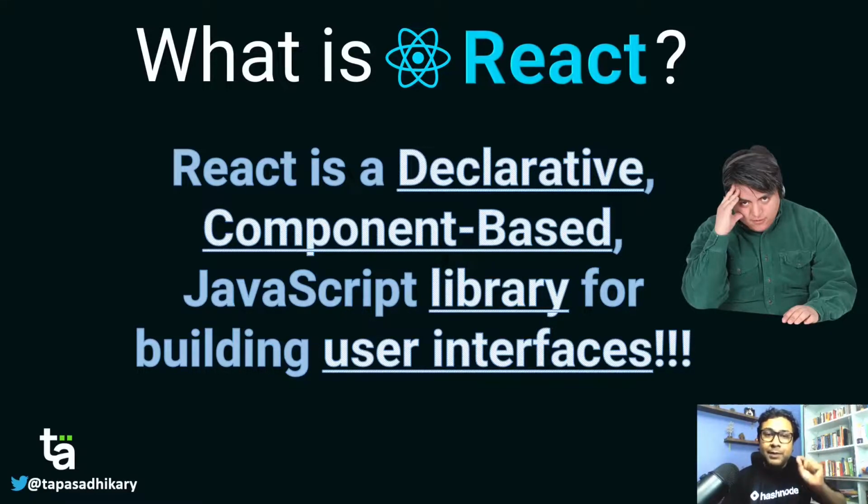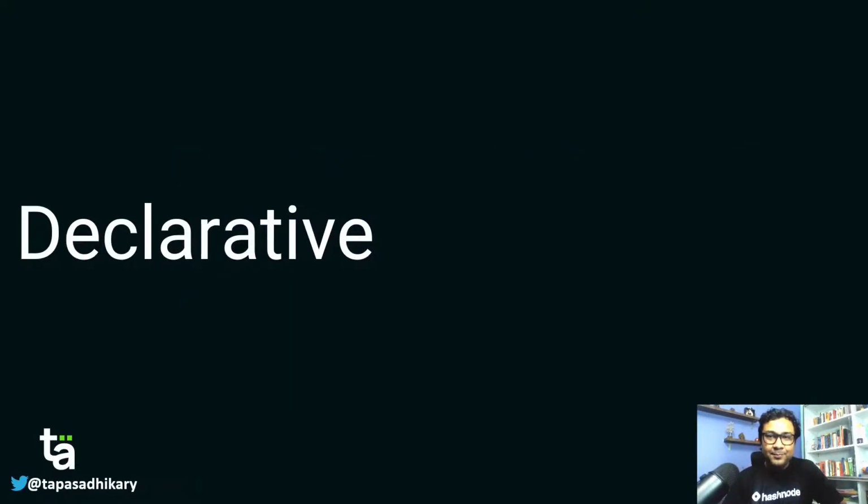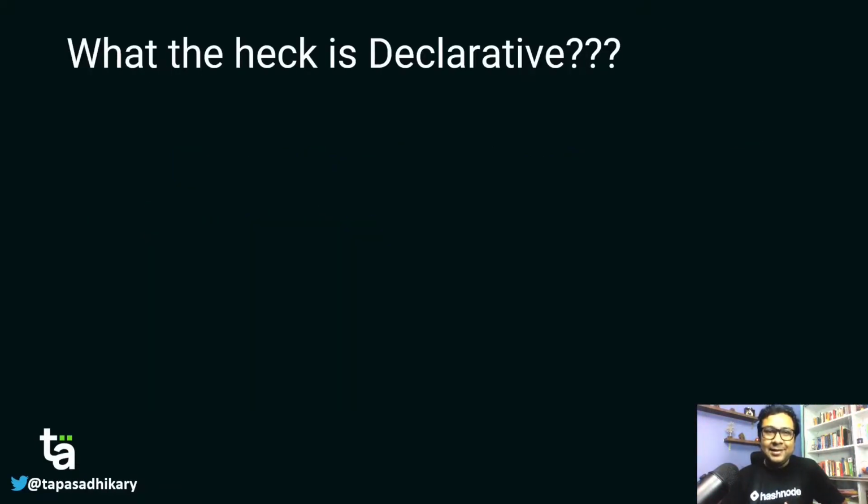Now we will break into each of these keywords, try to understand what those are, and once we understand, you will be able to appreciate React much more, right? So the first thing that you're trying to understand is what is declarative. So what the heck is declarative? The main problem with programming languages and paradigms is that the jargons are very heavy, but once you get deep down to it, the meaning of those things is pretty normal.